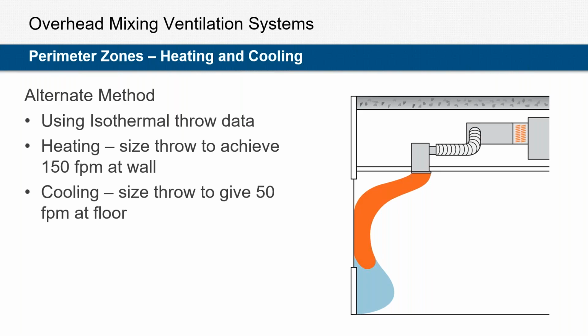An alternative method that we can look at is the idea of just using isothermal data from our catalog and selecting that heating throw based on 150 feet per minute at the wall. And then for the cooling portion, we would look at throws to be 50 feet per minute at the floor. Now, rarely does it work out perfectly, but if we're looking at a typical space, this is a rule of thumb that could be used.